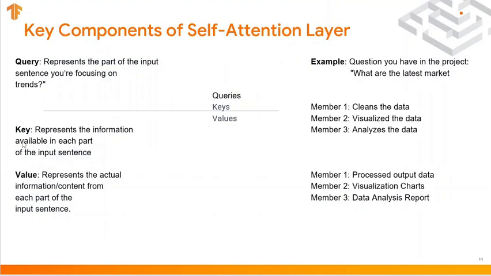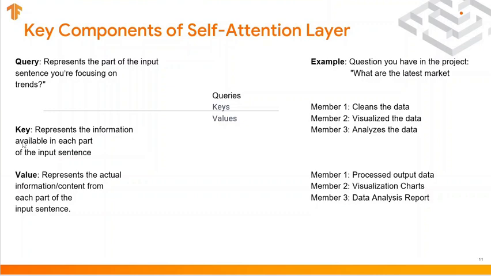Key components of the self-attention layer. There are three main components we were talking about. First was the embedding. Then we have the queries, keys, and values. So what are queries, keys, and values? Query represents the part of the input sentence on which you are focusing. Let's read it again: it represents the part of the input sentence where you're focusing.